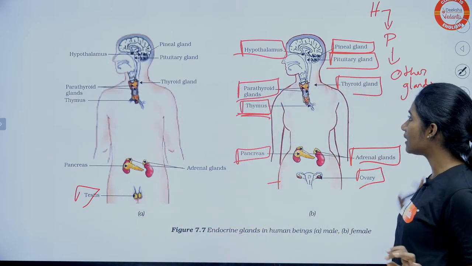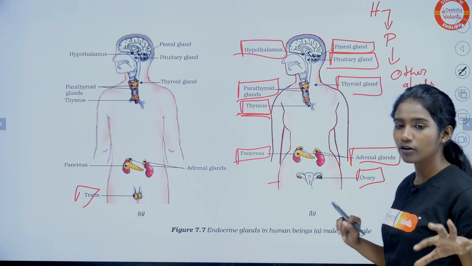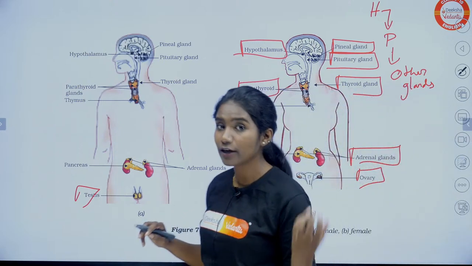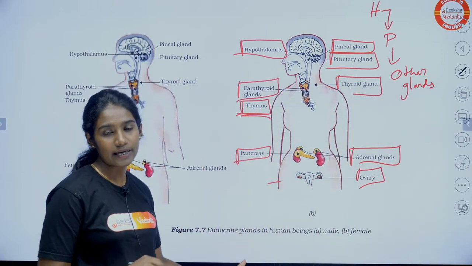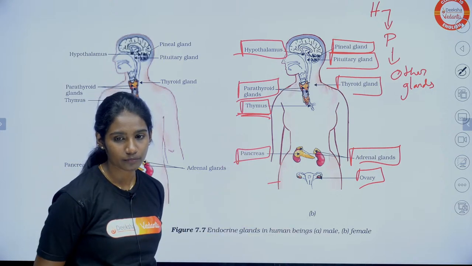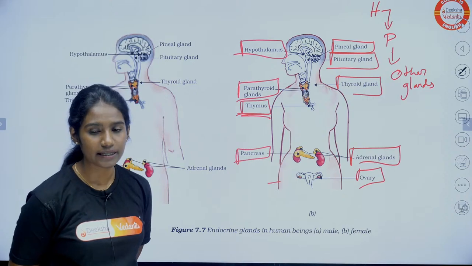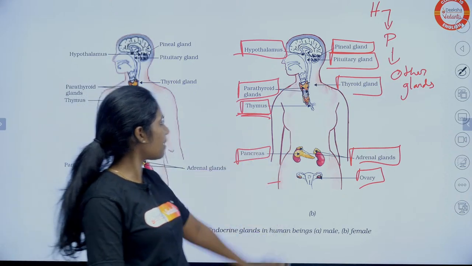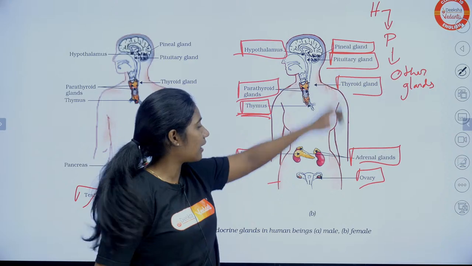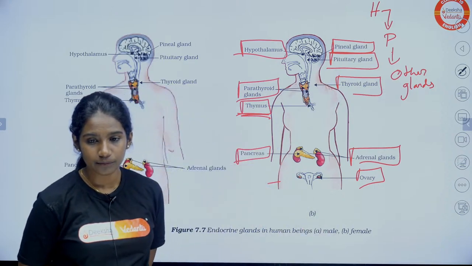So you will just have to know what all the types of glands that are present, the endocrine glands, which hormone is secreted and what is its function. What was not explained in your NCERT, I guess, is the thymus, parathyroid gland and pineal gland. Now clear with that, students?